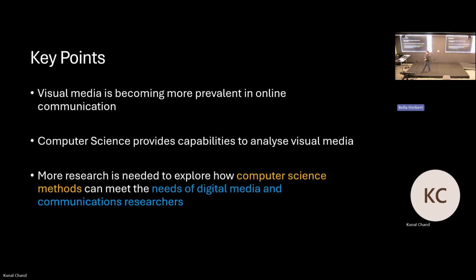Okay, so key points. Visual media, as I've said, is becoming more prevalent online. Computer science gives us methodologies, tools, and capabilities to analyze this visual media. There is a need for exploring how these computational methods from computer science enable more capability for researchers in this field.